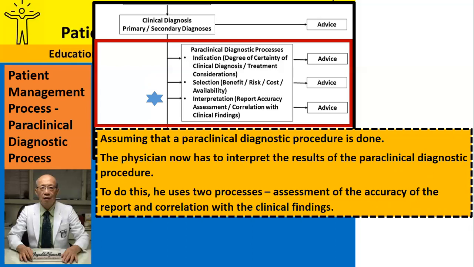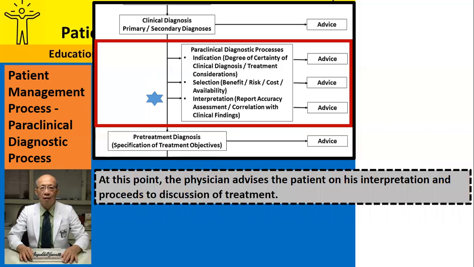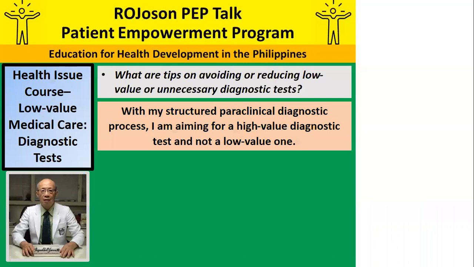So assuming that a paraclinical diagnostic procedure is done, then the physician has to interpret the results. Okay? To do this, he uses two processes. He assesses the accuracy of the report and correlation with the clinical findings. So at this point, the physician advises the patient on his interpretation and proceeds to the discussion of treatment. So with my structured paraclinical diagnostic procedure, I'm really aiming for a high-value diagnostic test and not a low-value one.